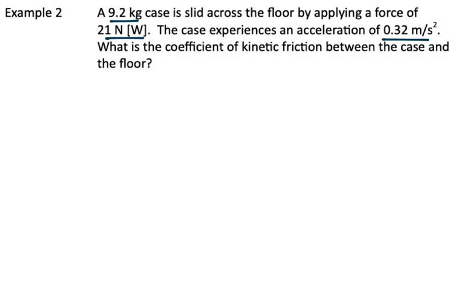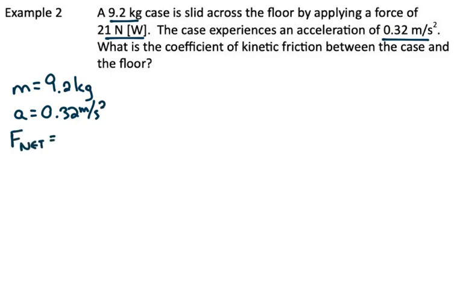We know that we can find the net force on this crate, on this case, by using F equals ma. We know the mass of 9.2 kgs. We know the acceleration it experiences of 0.32 meters per second squared. And we can find the net force. Why is the net force important? Because with any kind of motion, some of the applied force of 21 newtons will go into moving the object, and some of that will go into overcoming friction. Once we know the net force, then we can determine how much goes where.